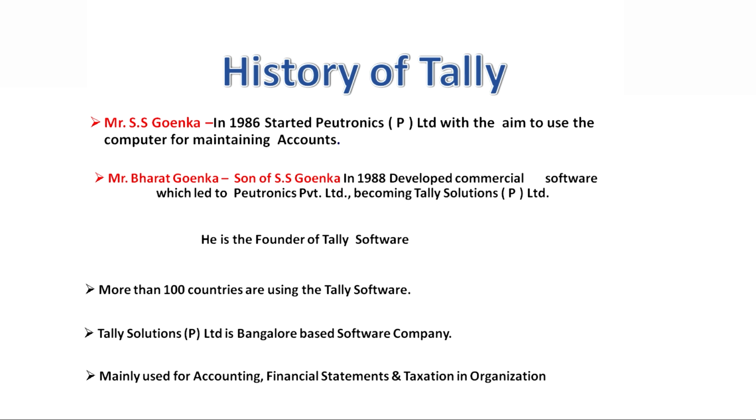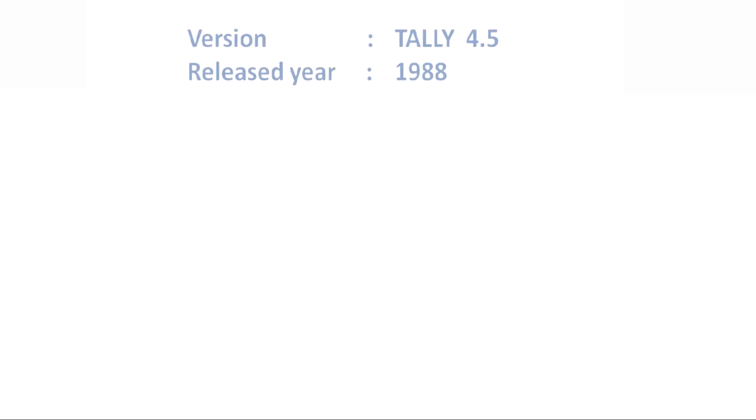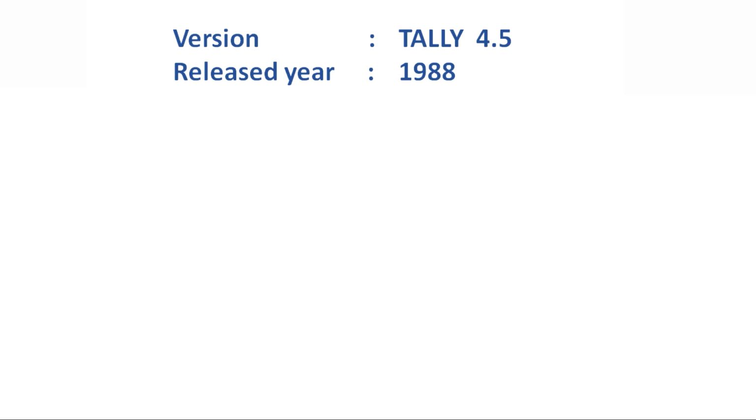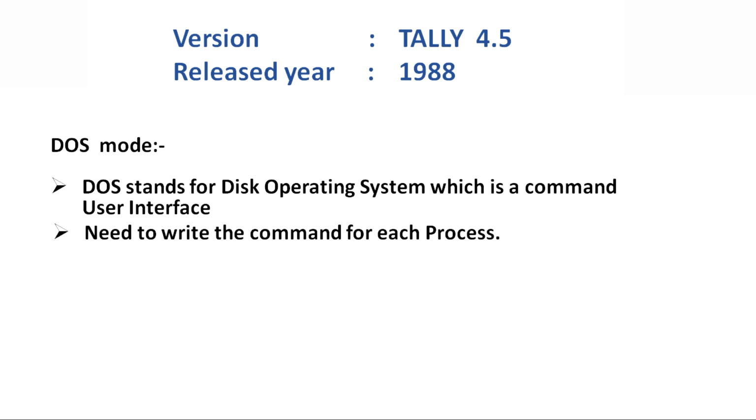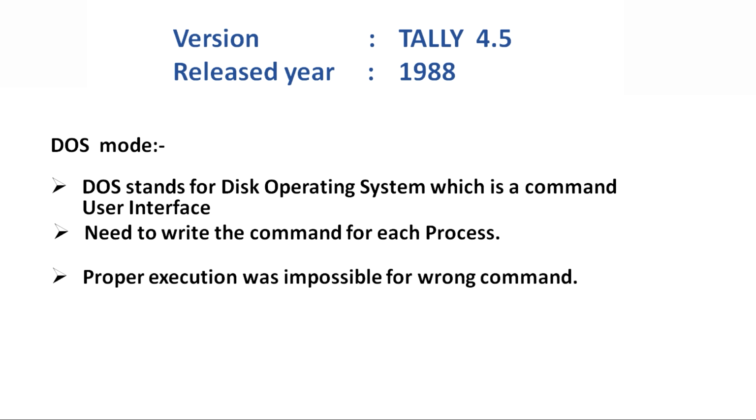We'll see one by one what versions they have got and in which year they launched them. The first version is Tally 4.5, which was released in 1988. It was operated in DOS mode. DOS stands for Disk Operating System, which is a command user interface, so you need to write a command for each process. Proper execution was impossible with a wrong command, and it was very slow. We used to wait a long time to pass a single transaction.